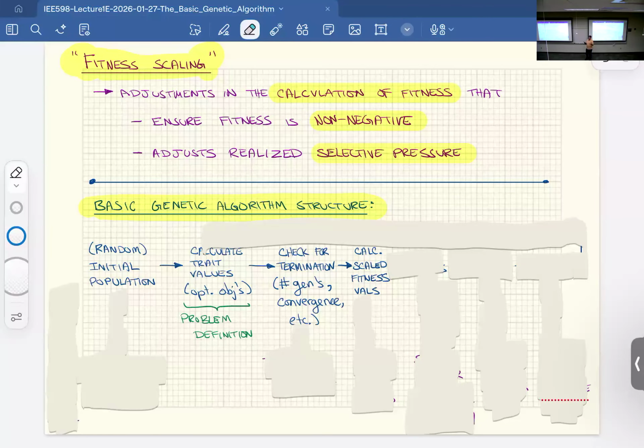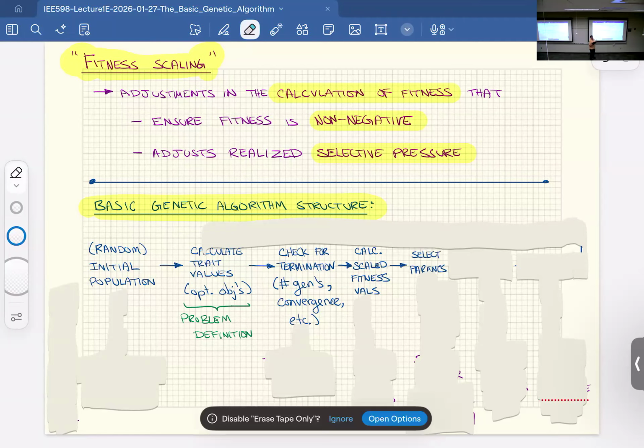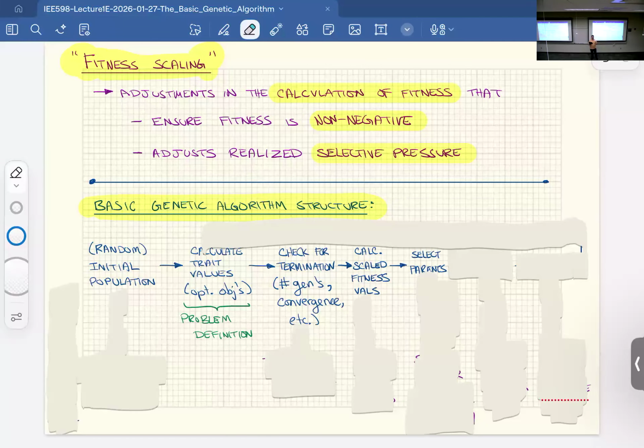Once you've decided you're not going to terminate, then you go and calculate your scaled fitness values. So you know your characters, and the idea here is that you then turn those characters into these non-negative fitness values that allow you to sort these individuals from high quality to low quality. Once you have these scaled fitness values calculated, we now get to where the sorting actually has consequences. And so we have to define a selection operator, which will be the next thing that we'll formally define.